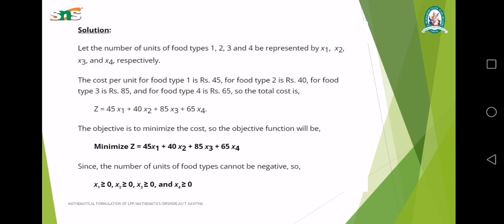And also since the number of units of food types cannot be negative, x1 greater than or equal to 0, x2 greater than or equal to 0, x3 greater than or equal to 0, and also x4 greater than or equal to 0. This is the non-negativity restriction. Then we have to find the constraints.